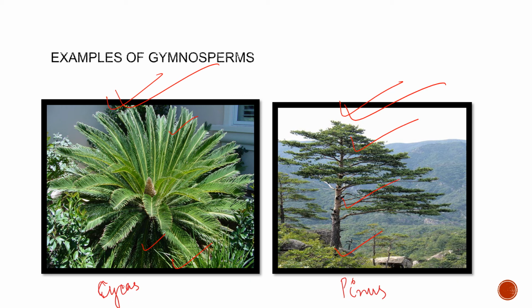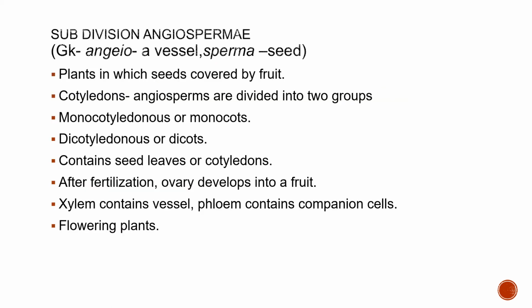Now let us move on with the next category, that is angiosperms. So what does this term angiosperm mean? It is derived from the Greek term angio, which means a vessel, and sperma means seed. So a seed is enclosed within a vessel, that is the fruit. So plants in which the seeds are covered by fruits are called angiosperms.